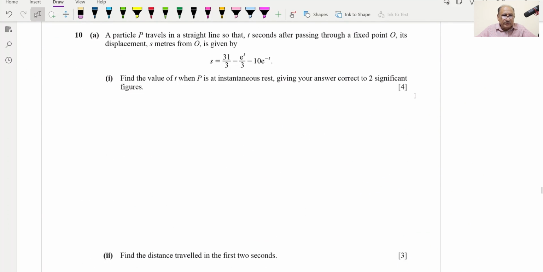Question number 10 says a particle P travels in a straight line so that t seconds after passing through a fixed point O, its displacement s meters from O is given by this one. So this is the displacement equation, and find the value of t when P is at instantaneous rest. Instantaneous rest means that for that moment the velocity will be 0, and this will be correct to two significant figures they are asking for. And this is a 4-mark question.